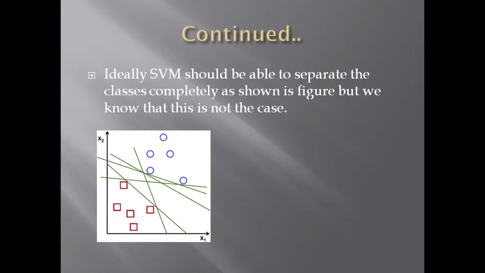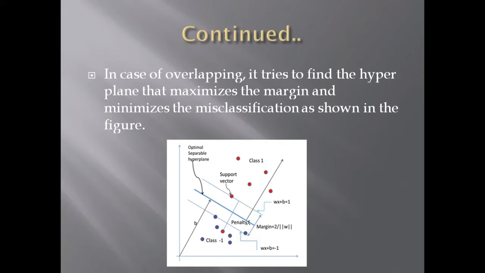As I said, ideally SVM should be able to separate the classes completely, but we know that is not the case because our data is generally not that easy. So in case of overlapping, what do we do? As you can see in the figure, we can't obviously separate both red and blue exactly on the same side because one of the red is in the blue part. So what do we do here? We try to find a hyperplane that maximizes the margin and minimizes the misclassification.